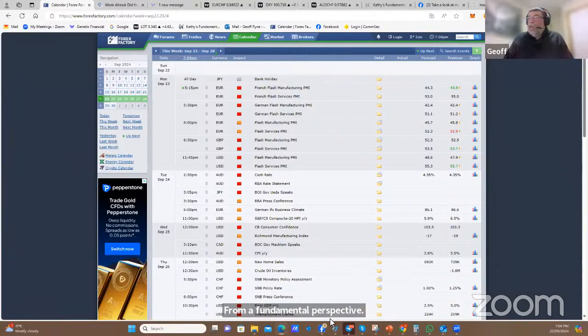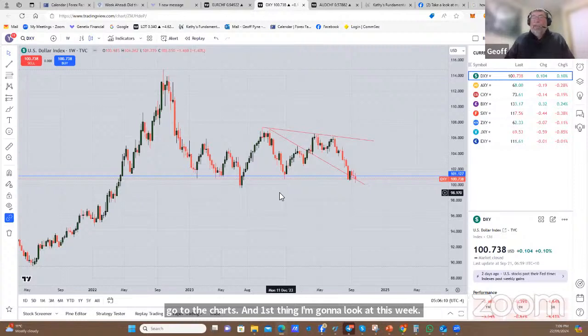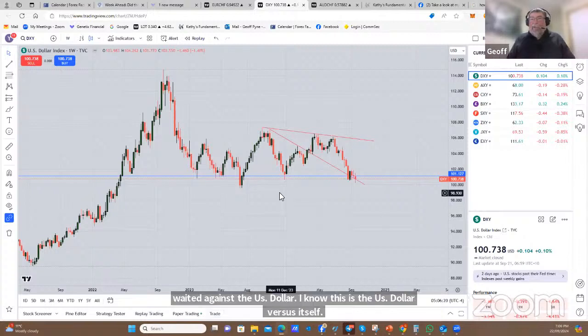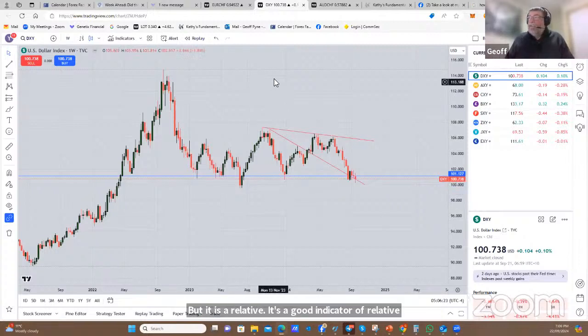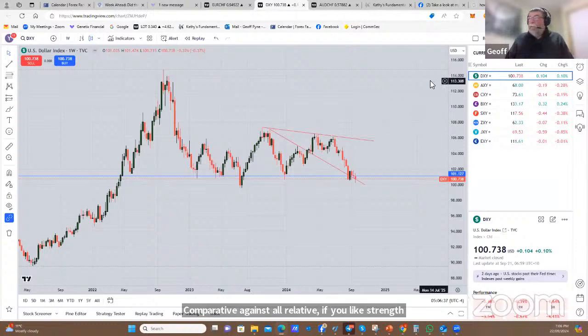Let's go to the charts, and the first thing I'm going to look at this week is the currency indexes. The currency indexes, of course, are primarily weighted against the US dollar. I know this is the US dollar versus itself, but it's a good indicator of the relative strength of a currency, and it is supposed to be about the currency that is highlighted here, its relative strength against the other major currencies, but primarily weighted against the US dollar.